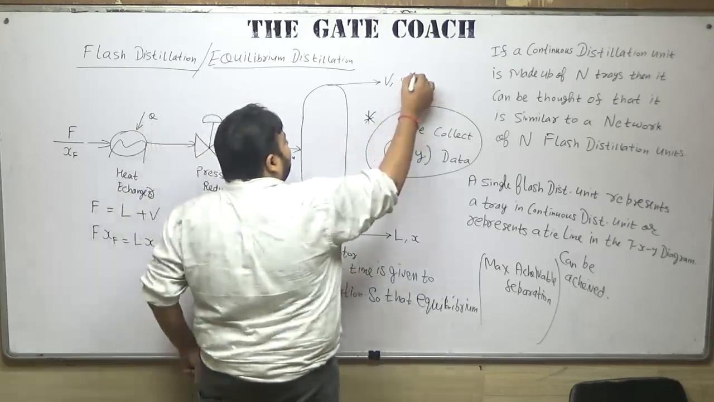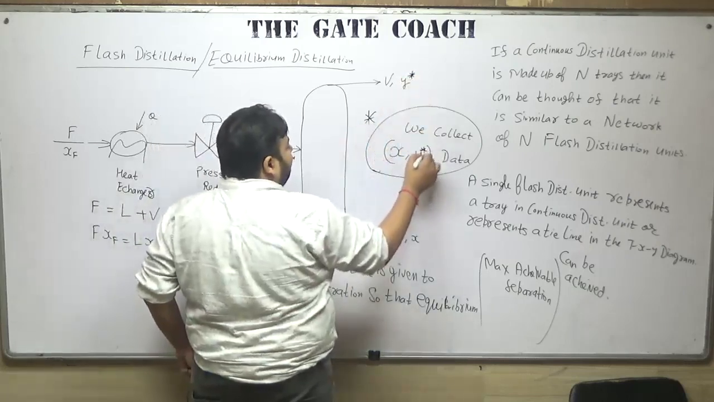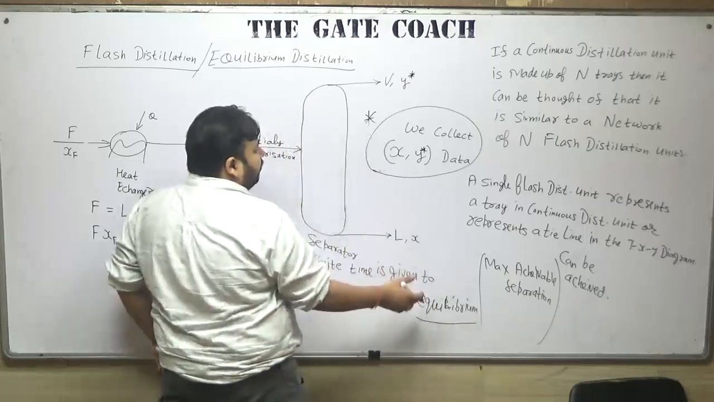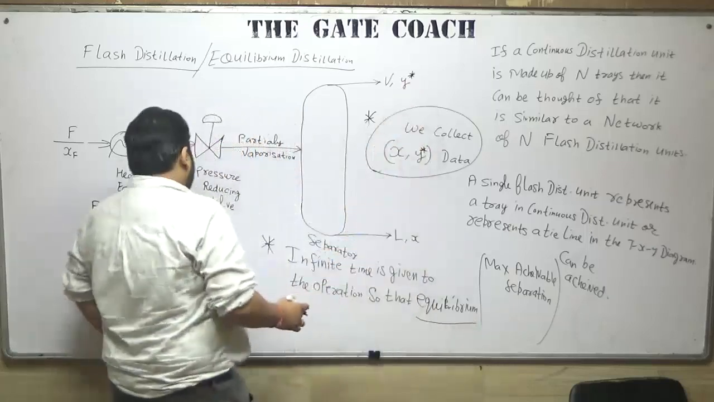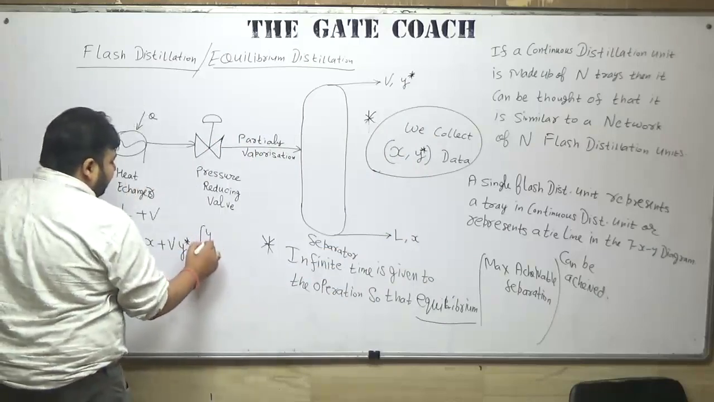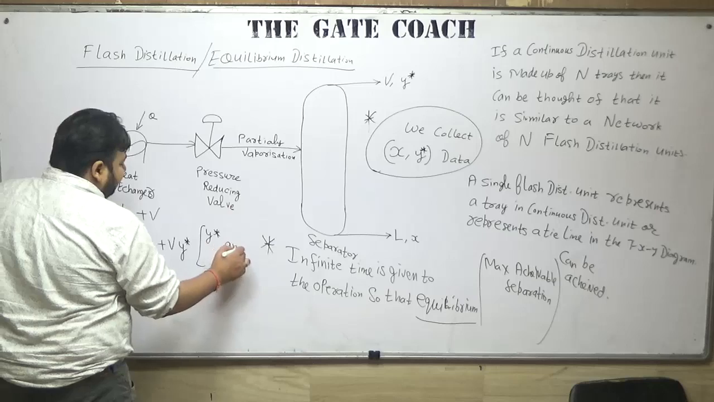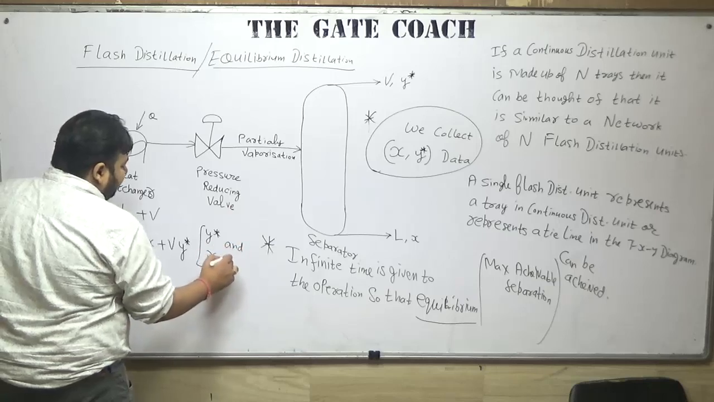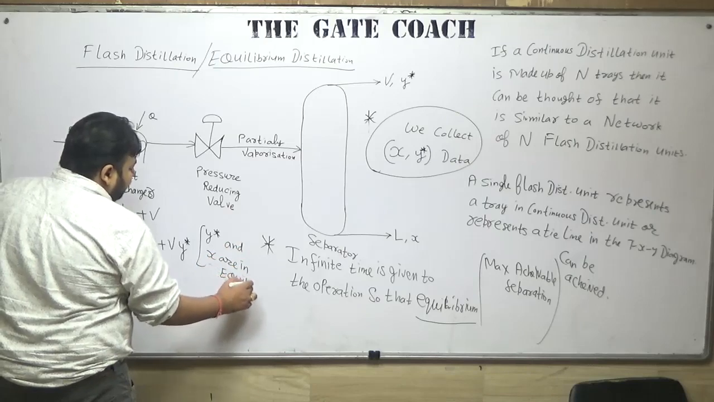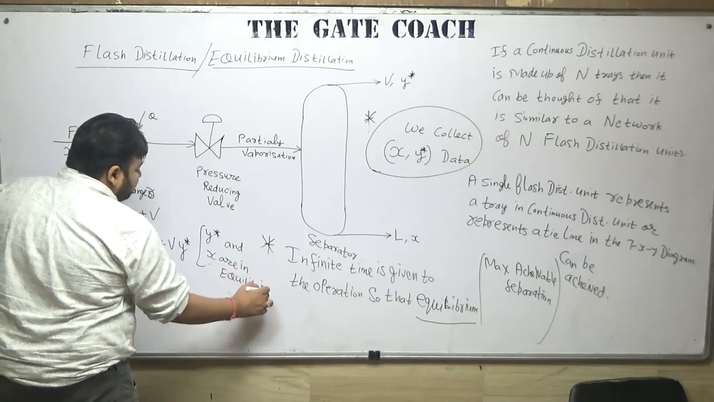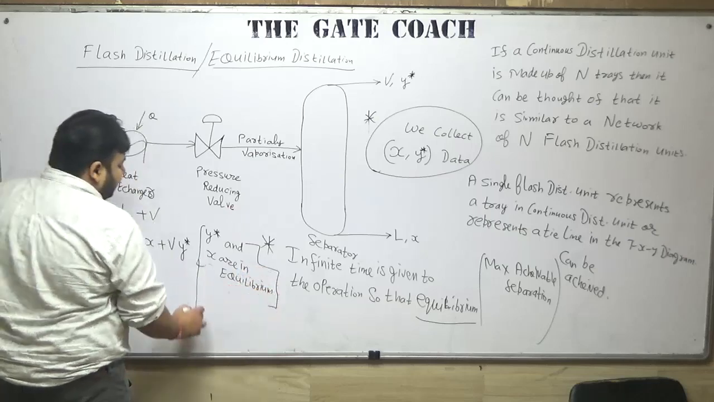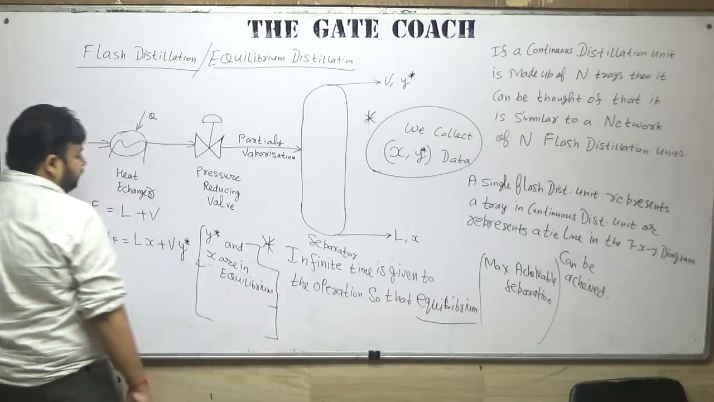And the reason is this star indicates the equilibrium. As I already told, equilibrium has been achieved. So that equilibrium is shown by the Y star. So there is always a Y star here, and the meaning is Y star and X are in equilibrium. So there will be some equilibrium relationship that is given to you. And if the equilibrium relationship is not given, then they will give you the alpha value.